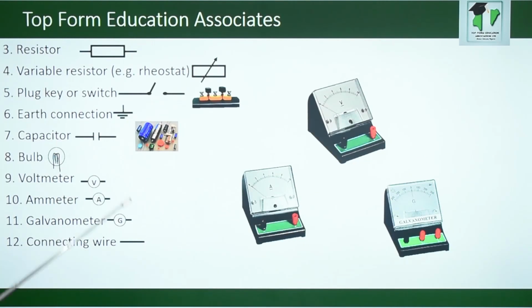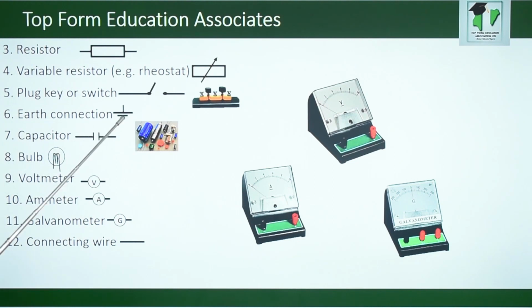The third component of the electric circuit is the resistor. I have shown you today the image of the resistor, but this is the symbol of a resistor. Then you have variable resistors. Example is the rheostat. We use this symbol to represent it. You have seen before now the image of a rheostat. Now number 5 is plug key or switch. We have seen the symbol before now of a key, but this is the image of the key we're talking about in electric circuit. In your laboratory, this is what you see as a key, plug key, or the switch.